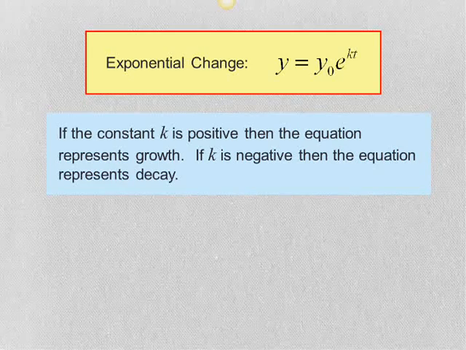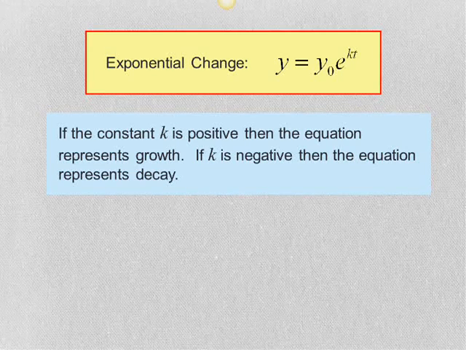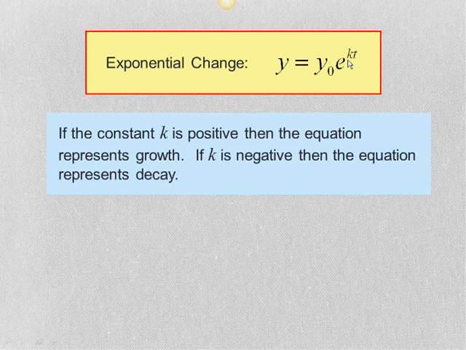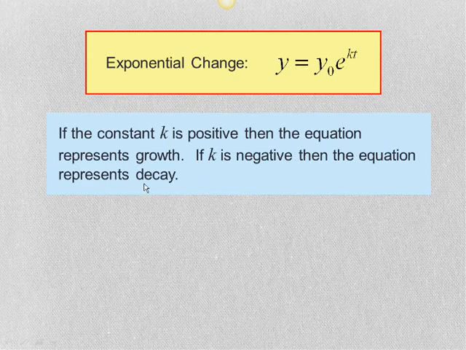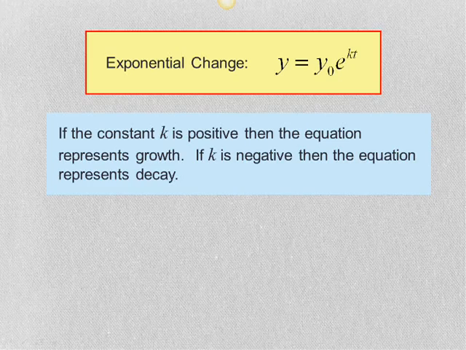So, exponential change. y is equal to y sub 0 e to the kt, or PERT as we commonly know it. If your constant k is positive, if your rate up here is positive, then the equation represents growth. If your rate is negative, then your equation represents decay. Remember, if we said that this r was negative, in terms of radioactive decay, it means that the amount of carbon in that object over time was going down.